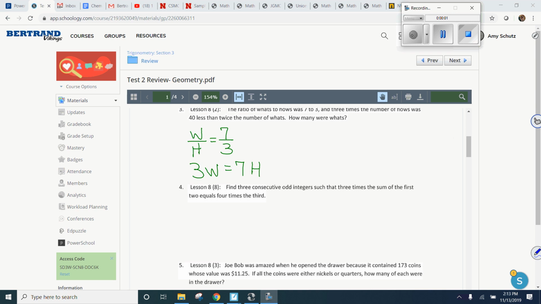The house was 7 to 3. Show that as a proportion and cross multiply to get this right here. All right, the next thing: 3 times the number of hows was 40 less than twice the number of whats. How many were whats? Well, you have 2 equations right now.